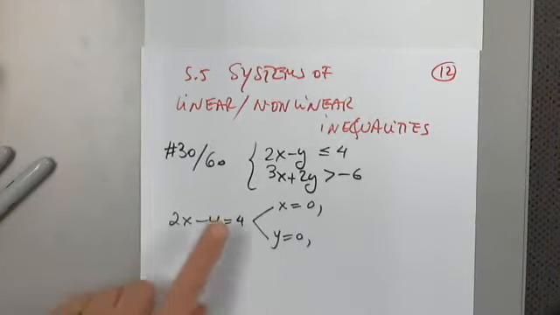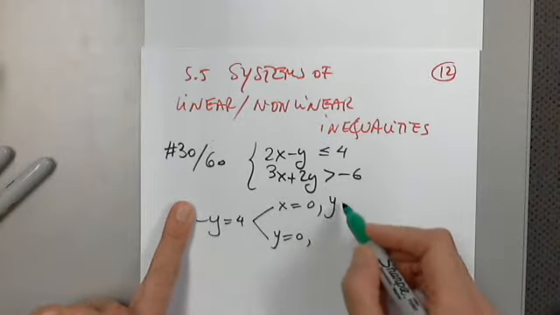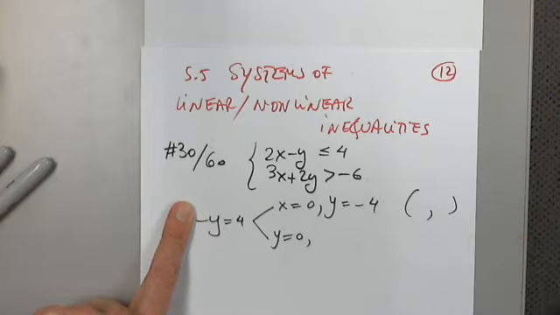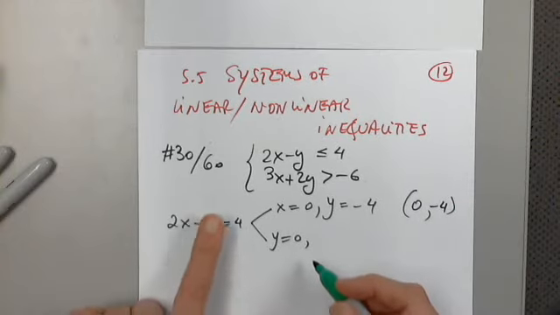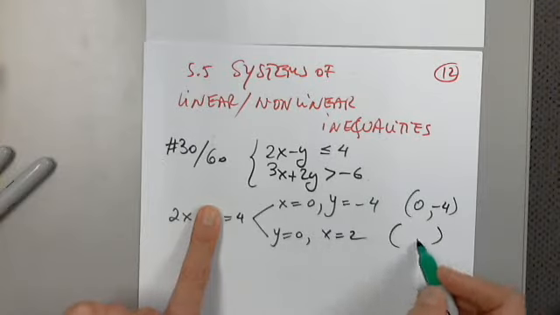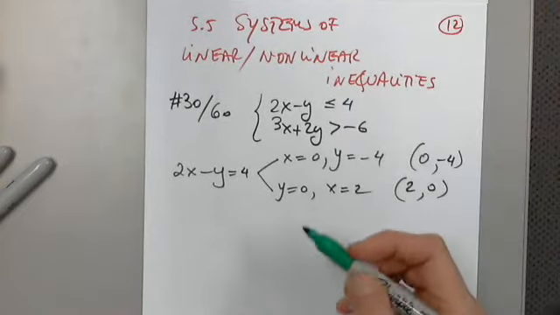Okay, so when x is 0, I covered it. How much is y? What is the ordered pair? Very good. Now when y is 0, I covered it. How much is x? So what is the ordered pair? Good. Let's graph.